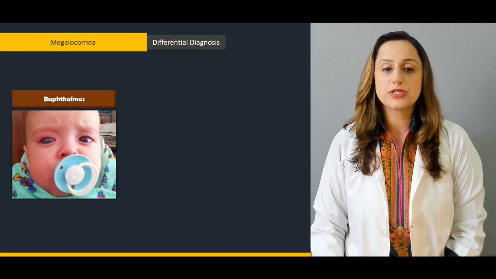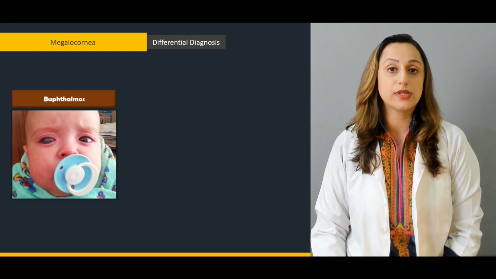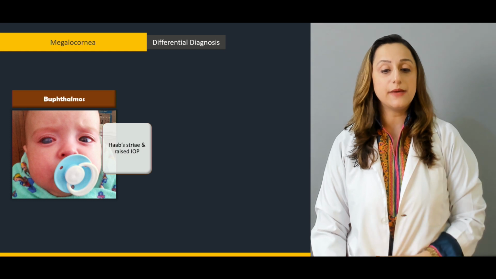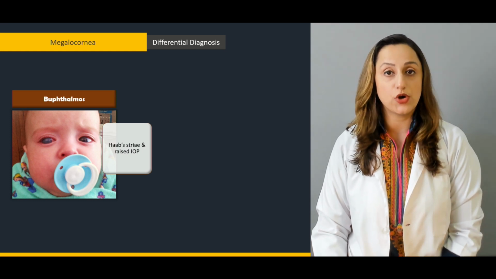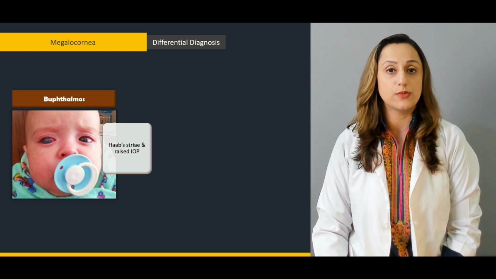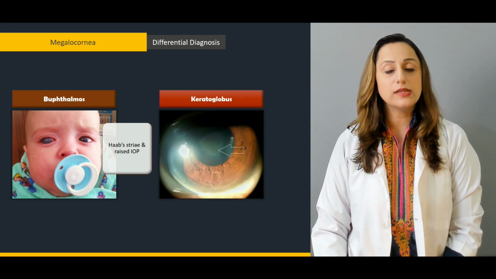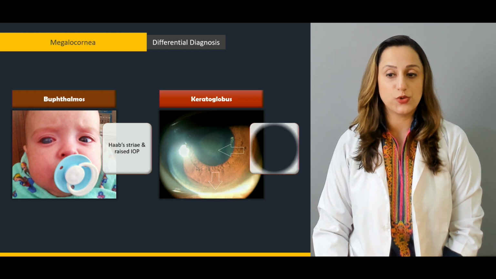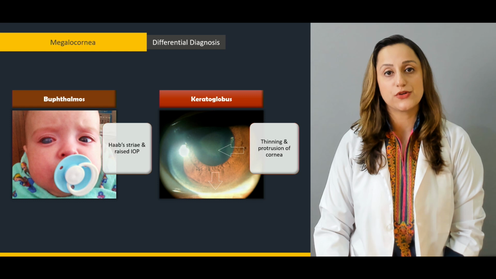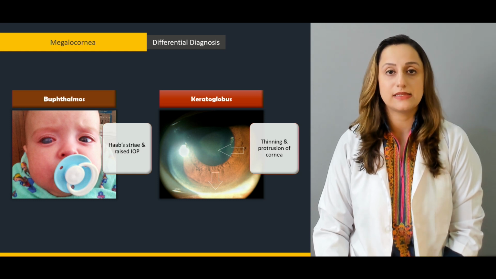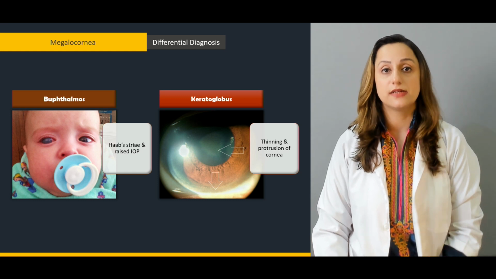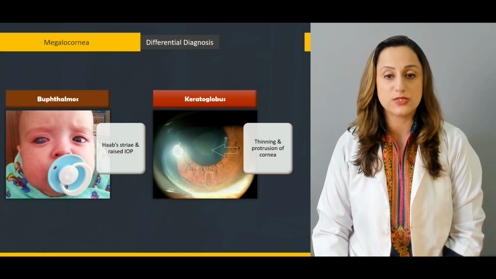The differential diagnosis of megalocornea can also include buphthalmos. The Haab's striae and raised intraocular pressures are the features associated with buphthalmos. On the other hand, we have keratoglobus, which is basically the thinning and protrusion of the cornea, which can take place in babies with this kind of congenital condition.